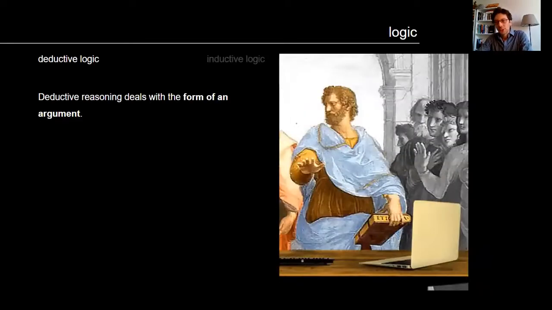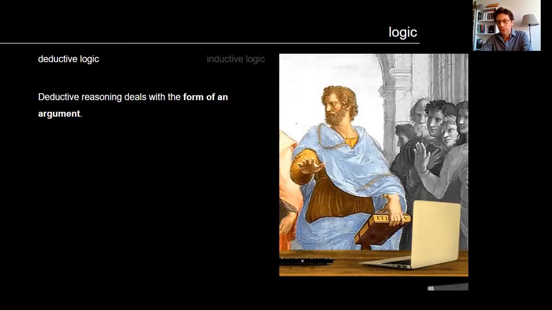Deductive reasoning or deductive logic deals with the form of an argument, as I have shown you before. It's like a ciphered version of an argument, like: all x are y, a is an x, therefore a is y, etc. This is a form of an argument. Deductive reasoning deals with the form of the argument.